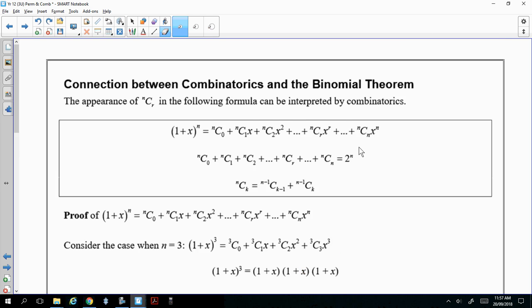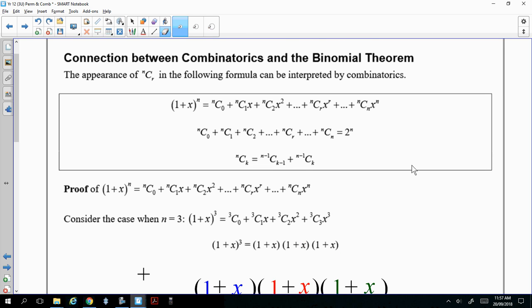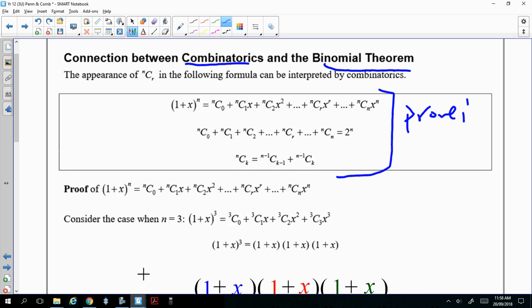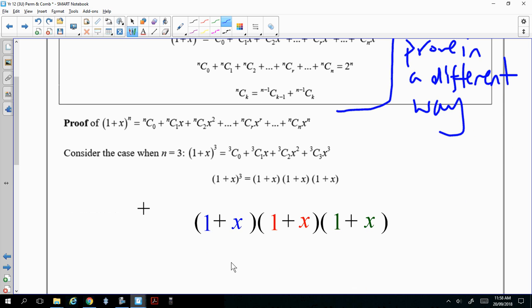Basically today we're going to do a revision. We're going to see the connection between combinatorics and the binomial theorem. We're going to look at this formula again and prove it in a different, and more interesting, way. Firstly, we're going to prove this formula.